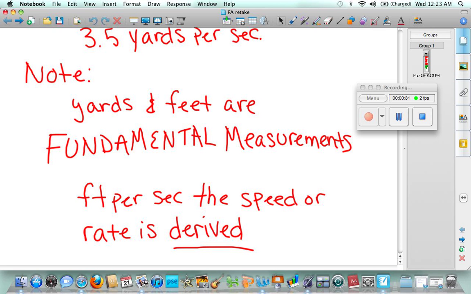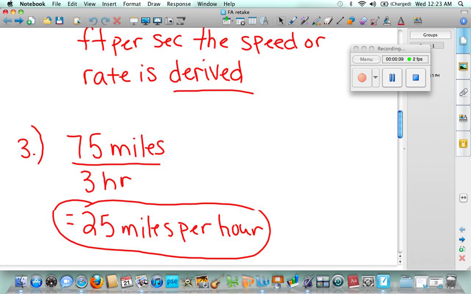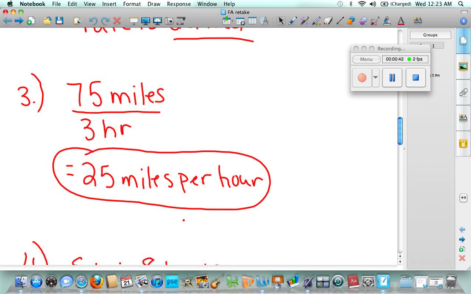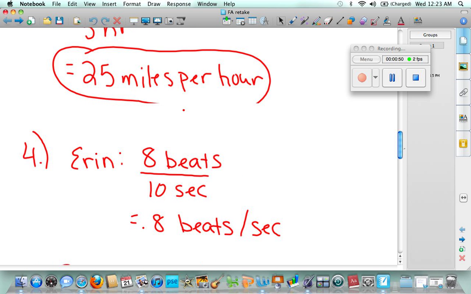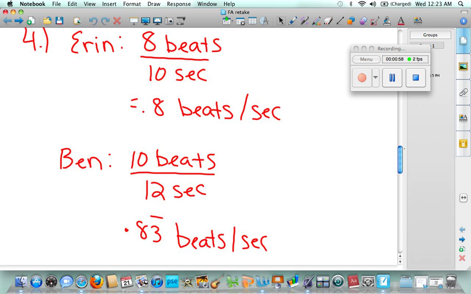Okay, yards and feet are fundamental measurements, whereas feet per second is the speed, or it's the derived measurement, the rate. Number 3, we had 75 miles per hour, 75 miles per 3 hours, I'm sorry. When you divide those, you get 25 miles per hour. And number 4, Aaron had 8 beats in 10 seconds, so 8 beats per 1 second, where Ben's heart rate ended up being 0.83 beats per second.